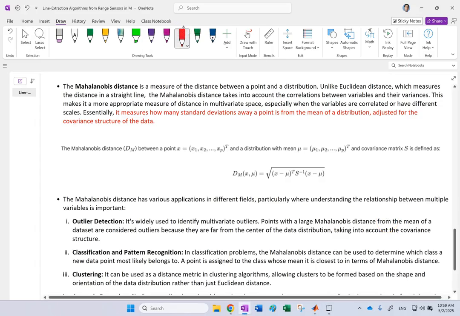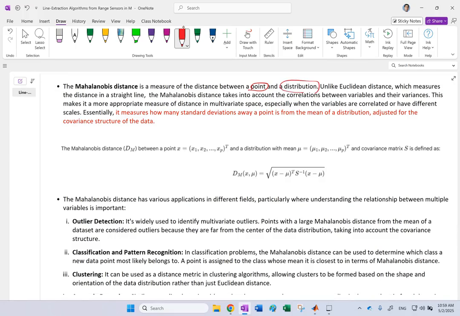Mahalanobis distance is a distance between a point and a distribution. Remember, in one of my previous videos, I talked about a distance between one distribution and another distribution, the KL, the Kullback-Leibler divergence, okay, or Jeffrey's divergence. That was between 2 distributions, but this one is between a point and a distribution. So if I have one point here, and I have some distribution of points, let's say, for instance, some kind of Gaussian, right? And here we are looking in 2D.